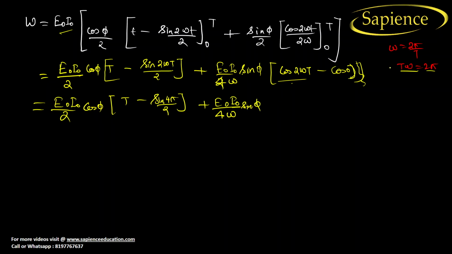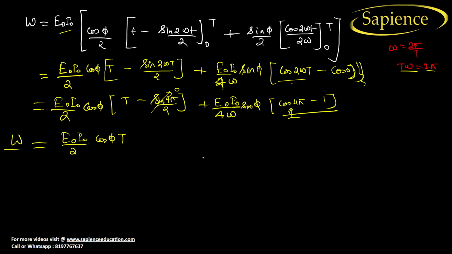Now from here T omega can be written as 2 pi. So this will become cos 4 pi minus cos 0. Now you know that cos 4 pi will be 1, and this will be 1. Sin 4 pi has a value of 0. So this whole term will become 0. So finally what we will get? We will get E naught I naught divided by 2 cos phi into T. Rest will become 0. So this is the work done.